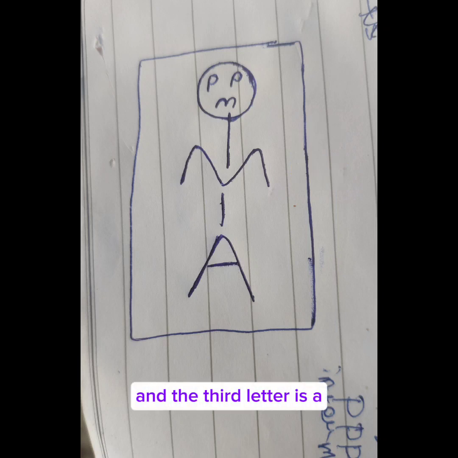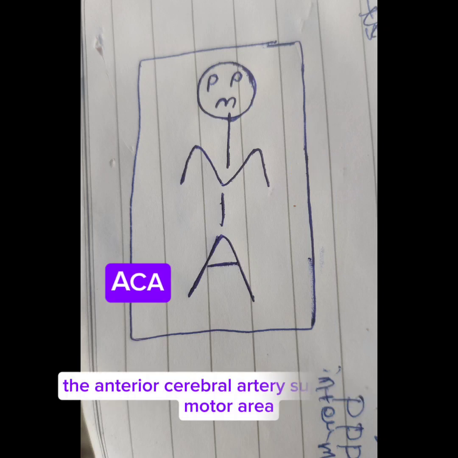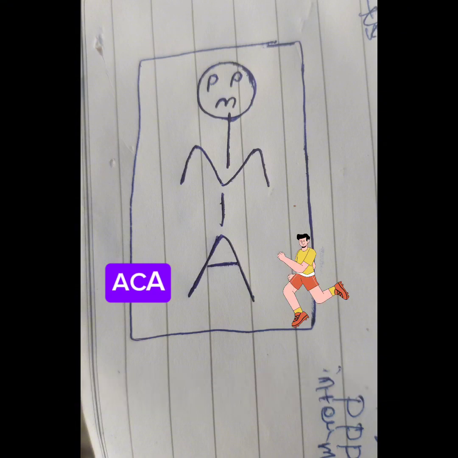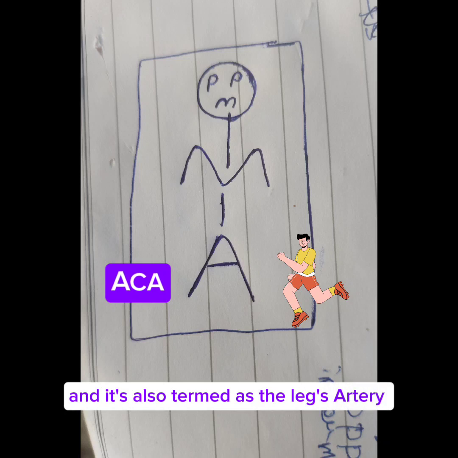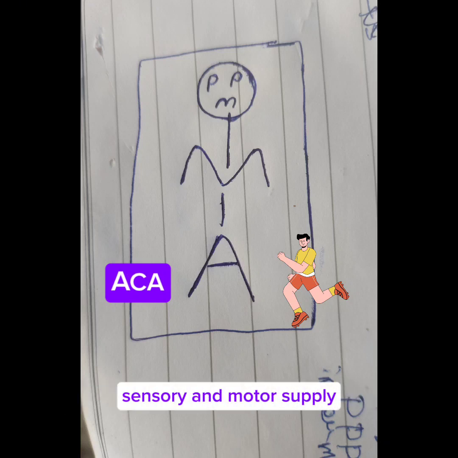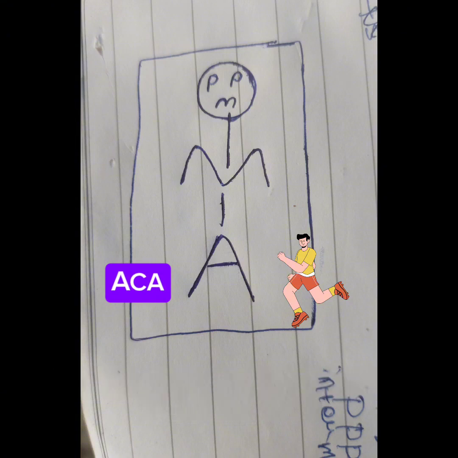And the third letter is A, and it's for anterior cerebral artery. The anterior cerebral artery supplies the motor area, mainly the lower limb or the legs, and it's also termed the leg artery. Sensory and motor supply. Any damage to the anterior cerebral artery will lead to hemiparesis in the lower limb.